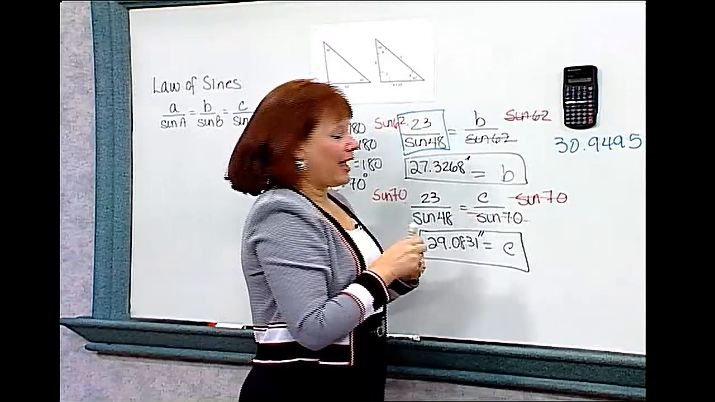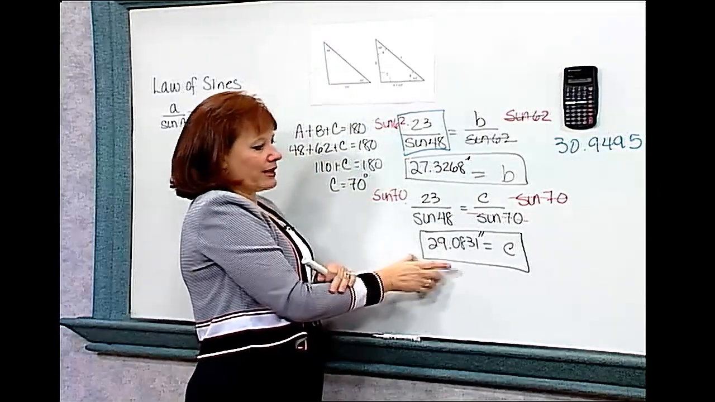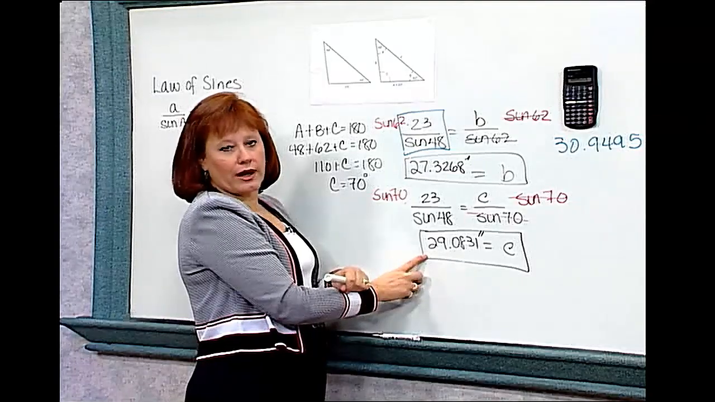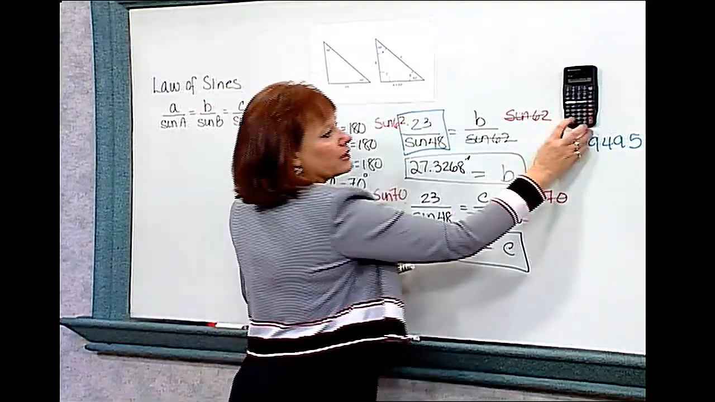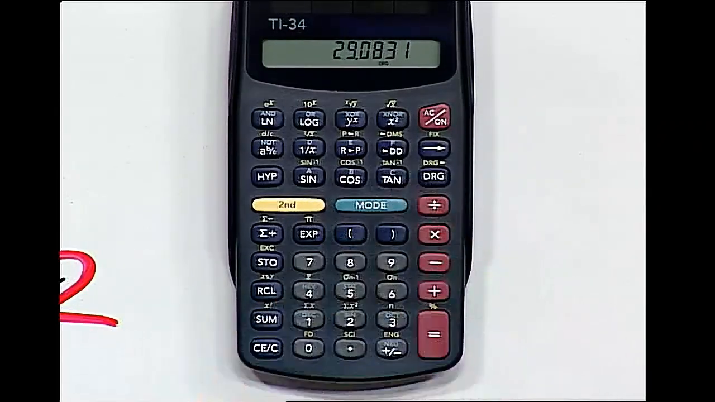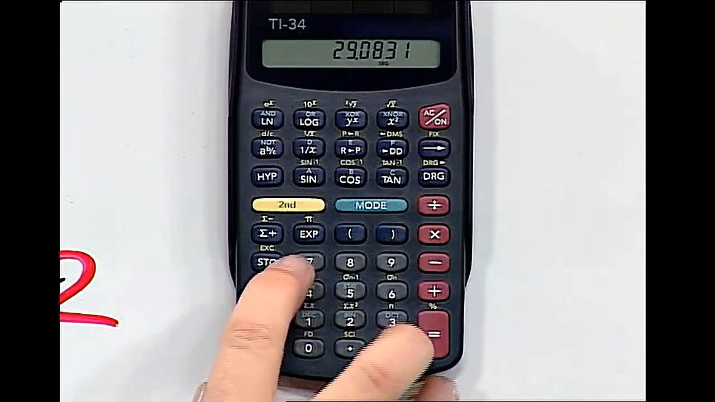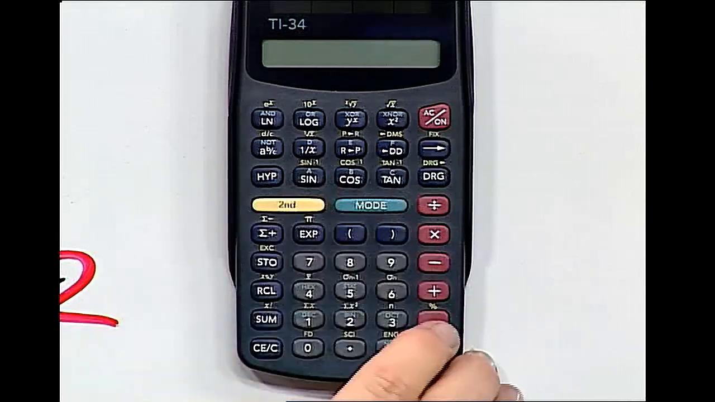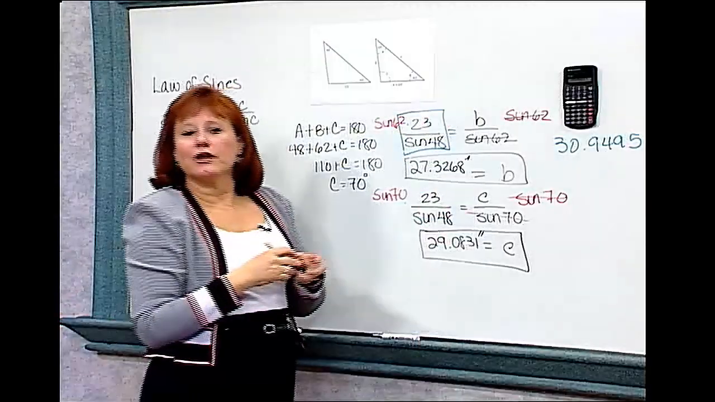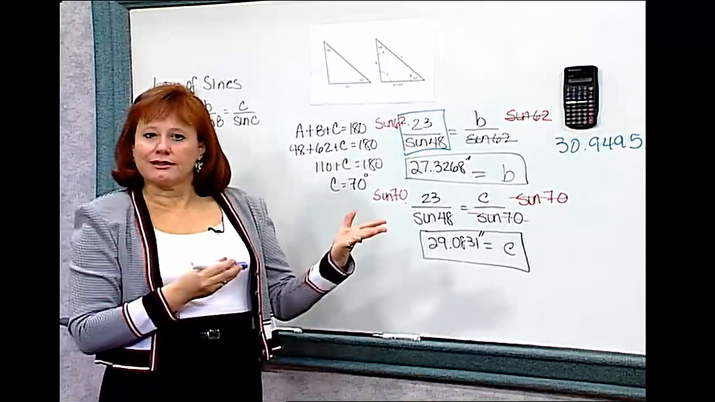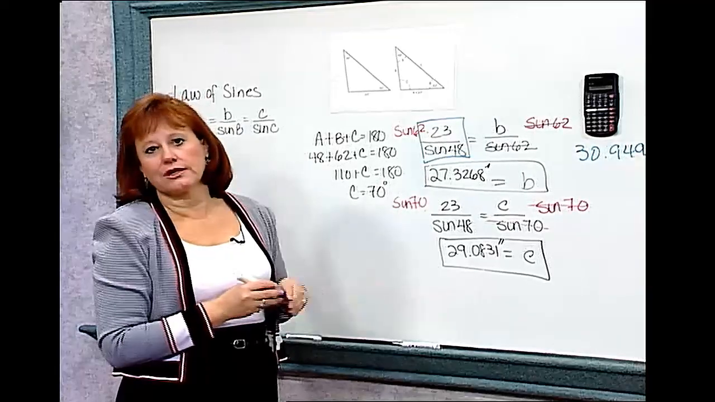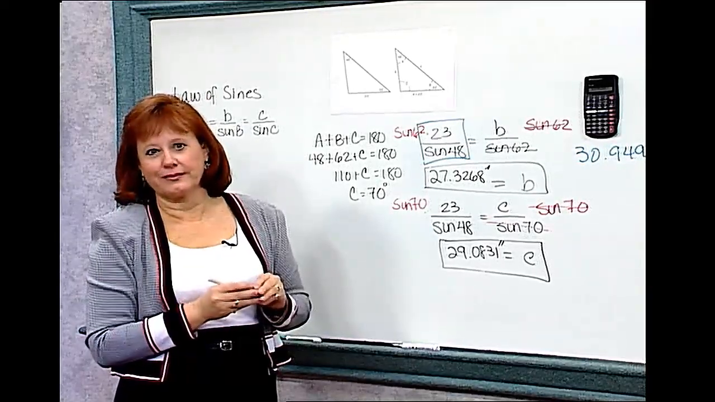30.9495. And finally, in c, we had c over the sine of 70, and we found c to be 29.0831. So we'll put in 29.0831 and divide it by the sine of 70 degrees. And it equals 30.9495. So all of those ratios have exactly the same numerical value, and we know that the law of sines worked and gave us the correct lengths of the two missing sides in the triangle.